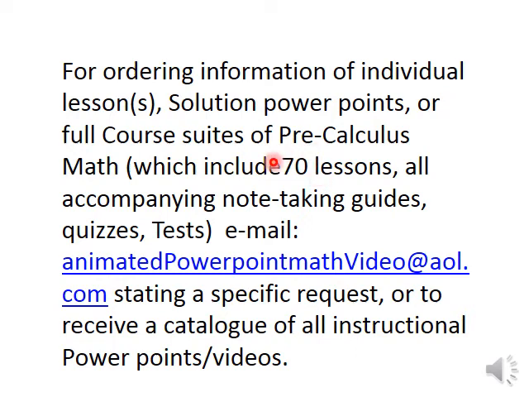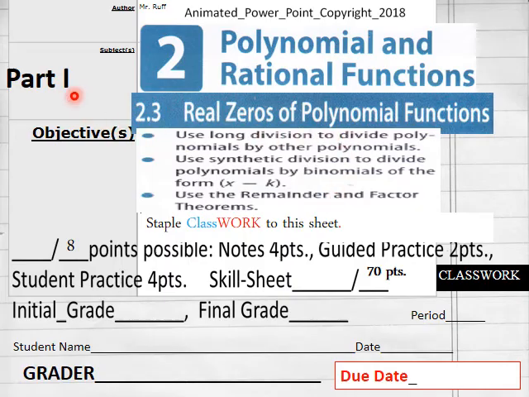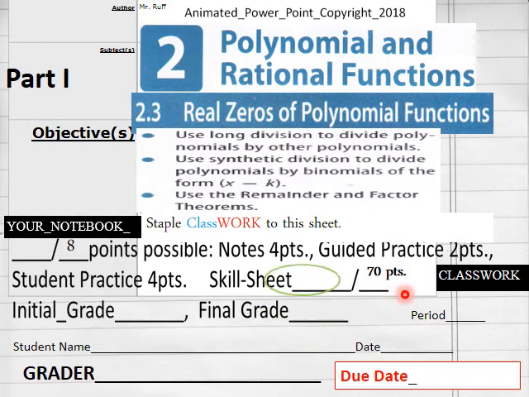Hello everybody, getting ready to do lesson 2.3 today for pre-calculus math, part 1. And 2.3 part 1, real zeros of polynomial functions. We have 70 points here of classwork, and you have 8 points to put in your notebook today. Note-taking guides, I can provide those for the classwork.